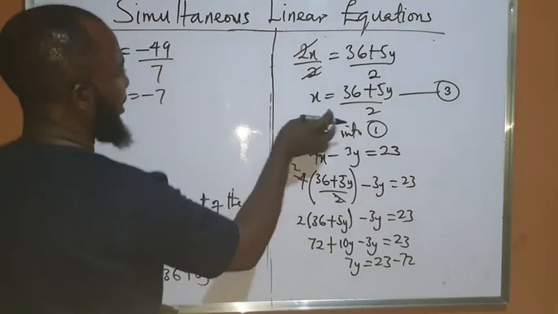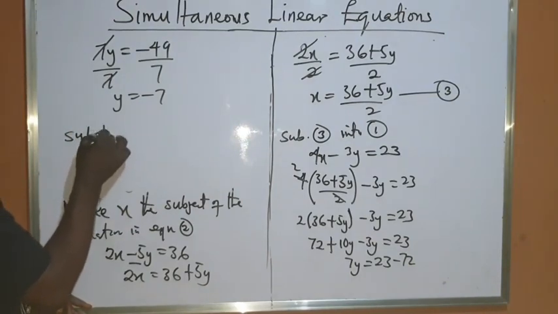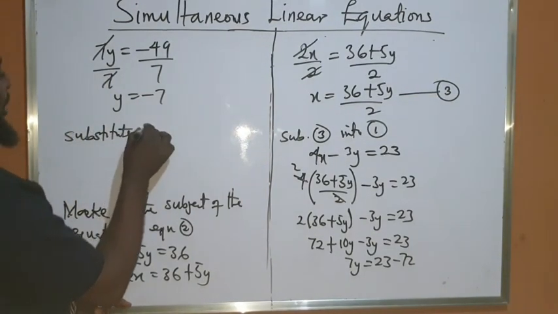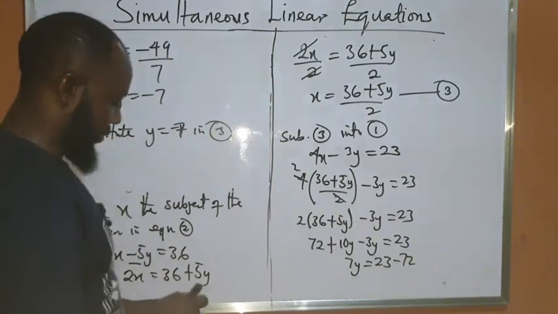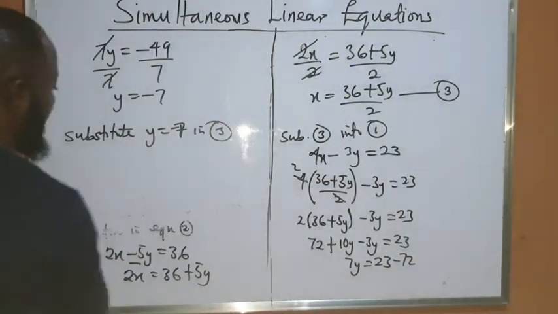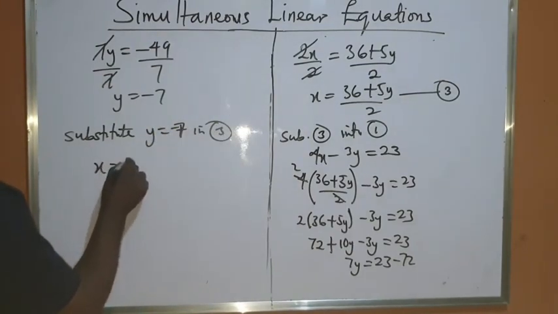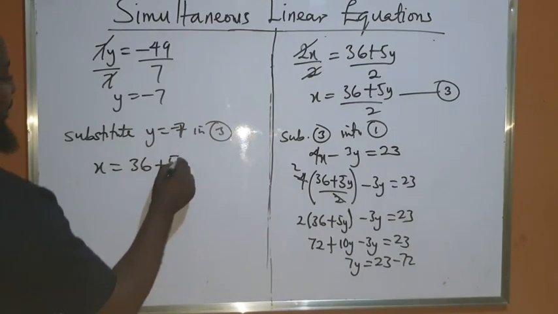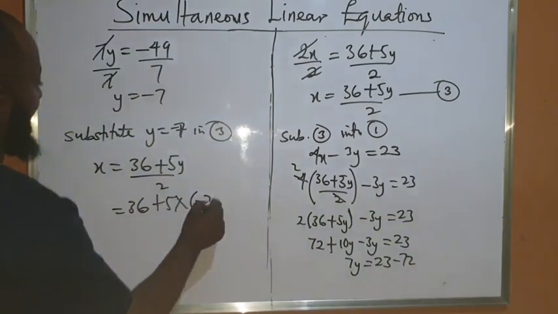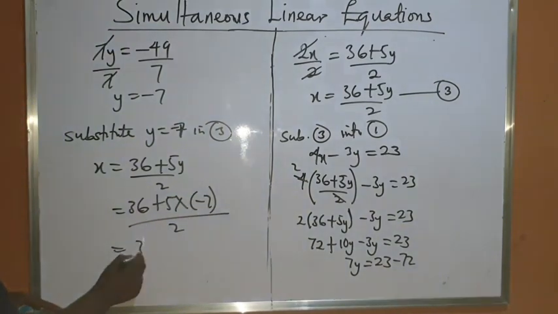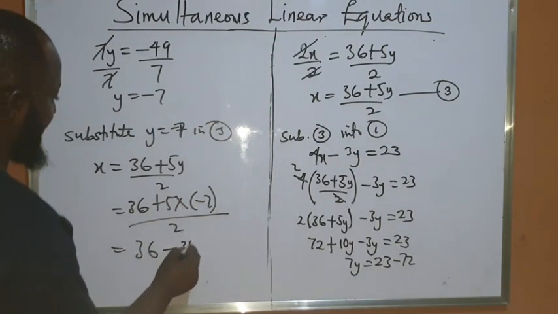So from here now, we can substitute this into equation 3 because x is already the subject of the formula here. Just substitute y equals minus 7 in 3. So in 3, we're going to have x equals 36 plus 5y all over 2. So that is 36 plus 5 times minus 7 all over 2.